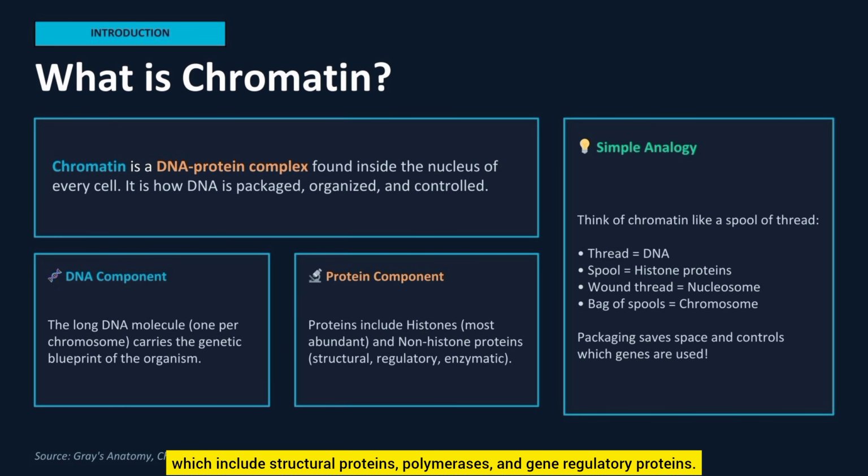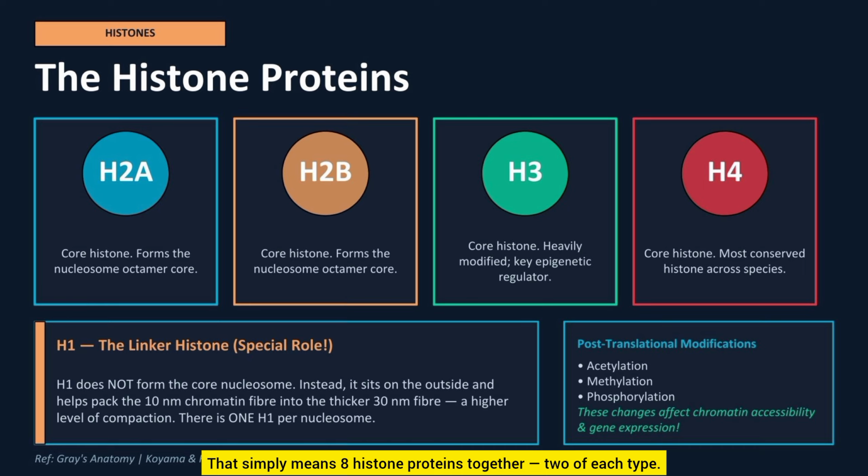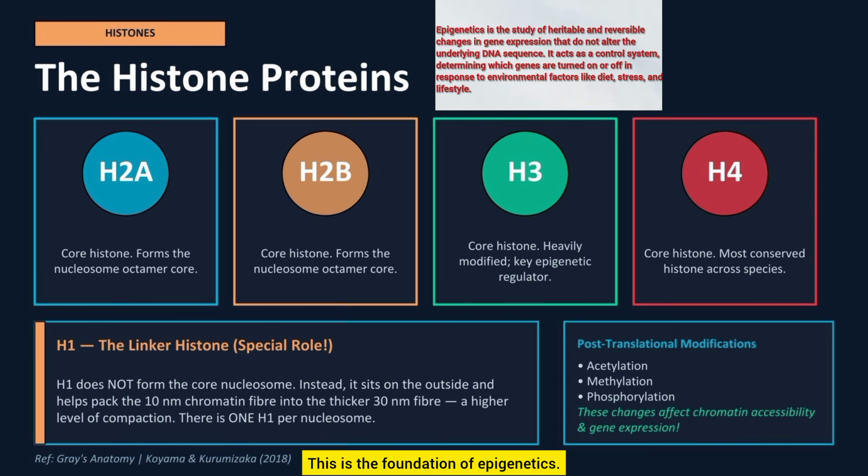Chromatin has 2 protein components: histones, which are the most abundant, and non-histone proteins, which include structural proteins, polymerases, and gene-regulatory proteins. Now let's talk about histones. There are 5 types. The 4 core histones, H2A, H2B, H3, and H4, combine in equal ratios to form what is called the histone octamer. That simply means 8 histone proteins together, 2 of each type.